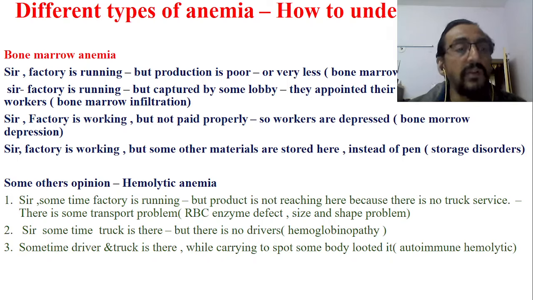Again, he told me, sir, the factory is running, but it has been captured by some lobby. They are not allowing us to produce the normal pens. They appointed their own members, less efficient workers. This leads to anemia, and this is nothing but bone marrow infiltration. The normal bone marrow stem cells are infiltrated by blast cells or other cells which are less efficient and not able to produce the RBC.